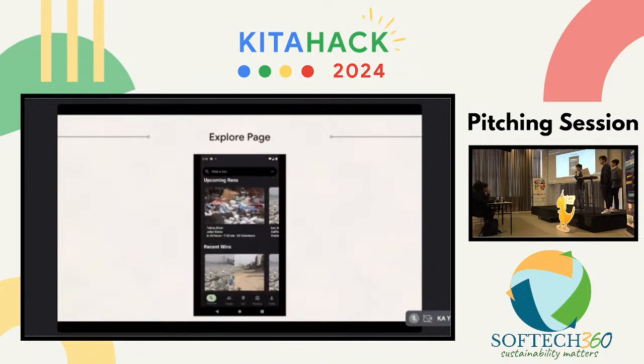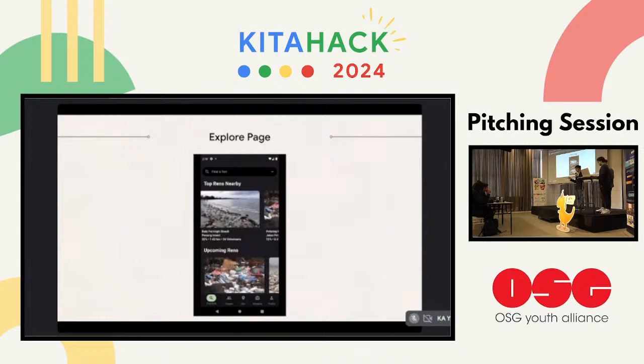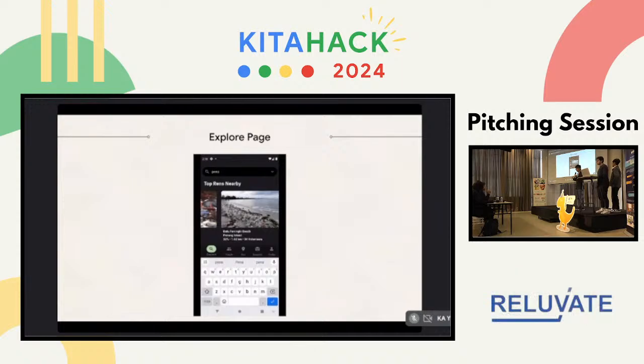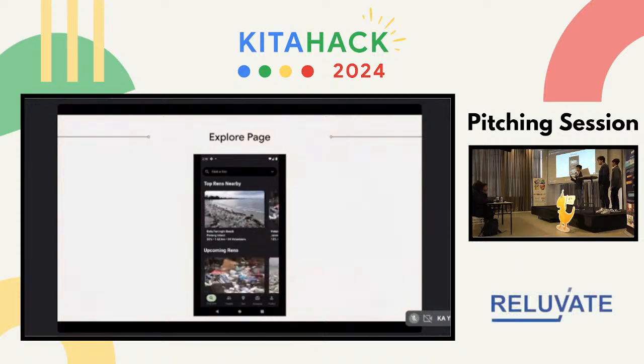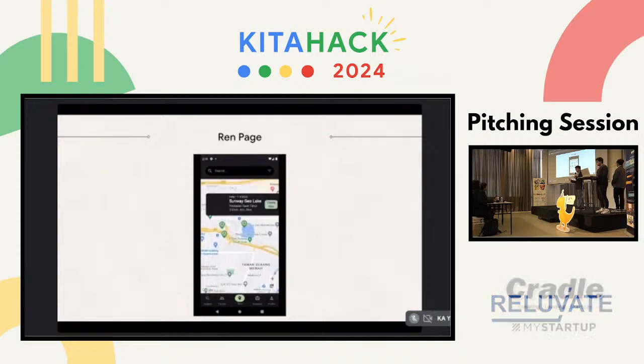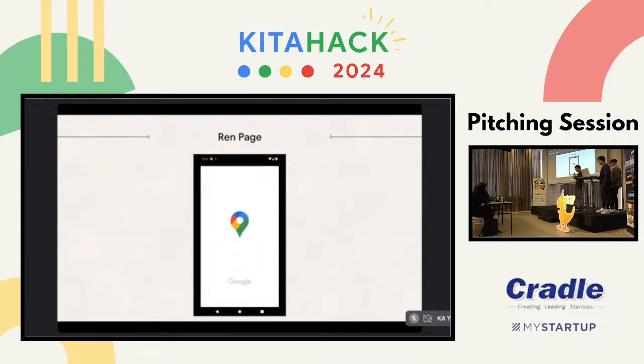Firstly, we have our Explore page, which is a discovery page for our user to discover all of the upcoming or nearby RANs. Moreover, it also displays all our recent wins, so it can act as a motivation and inspiration for our users. Next, we have a RAN page, which is our in-app interactive map where users can interact with it to locate or create RANs more intuitively by using the visualized map.